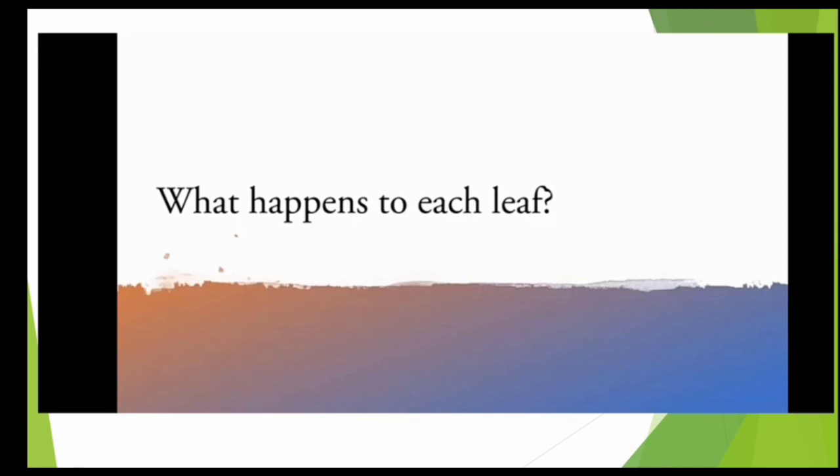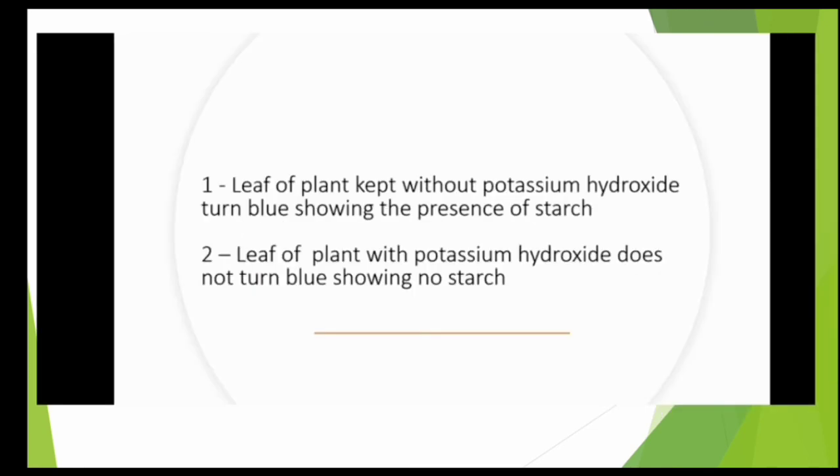And if the plant did not prepare food, what will happen? The carbon dioxide was absorbed by the KOH, that is potassium hydroxide, and in absence of CO2 plants can't prepare their food, that is, photosynthesis cannot be carried out. So the leaf on the plant capped without potassium hydroxide turned blue, showing the presence of starch, and the leaf of the plant with potassium hydroxide does not turn blue, showing no starch.